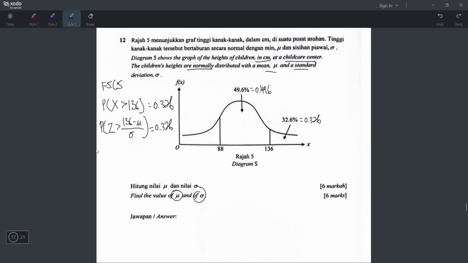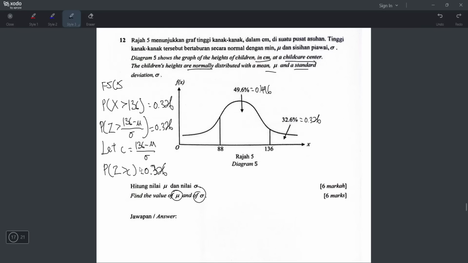And the next step, the way I do it is, when I reach here, I always tell my students, kalau dalam ni tak boleh buat, now tak boleh buat, right? Because tak boleh tekan kalkulator pun tak jadi, because you don't have the value. So bila tak boleh buat, I always tell them let C equals to the whole thing, 136 minus mean over standard deviation, and then rewrite the whole thing, P(Z bigger than C) equals to 0.326. And now you have to lukis, you have to draw.